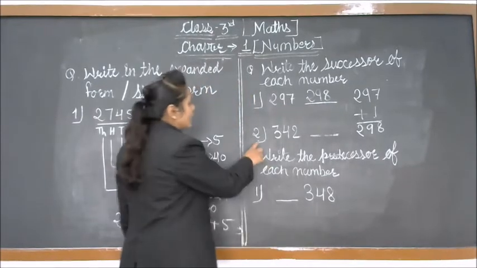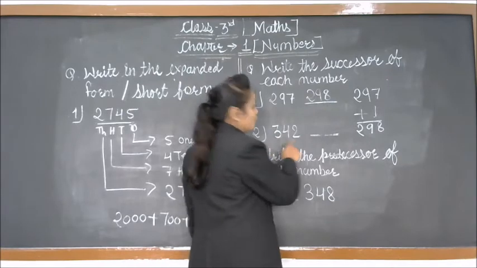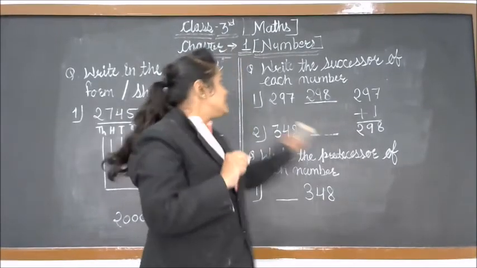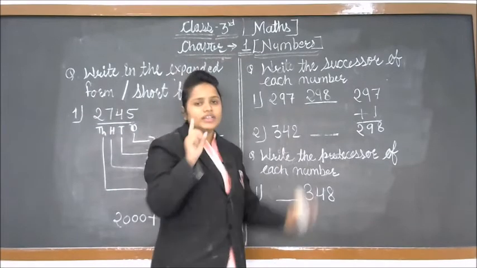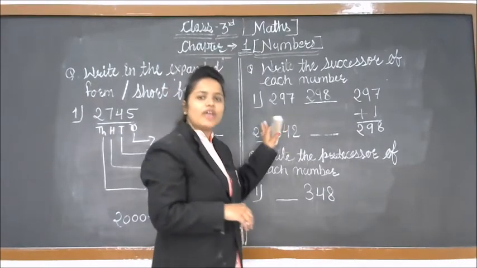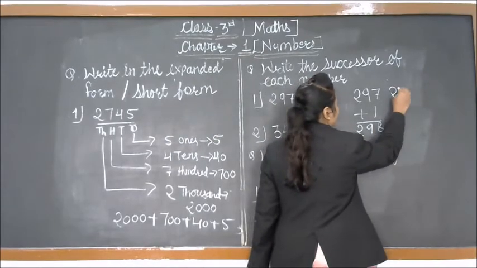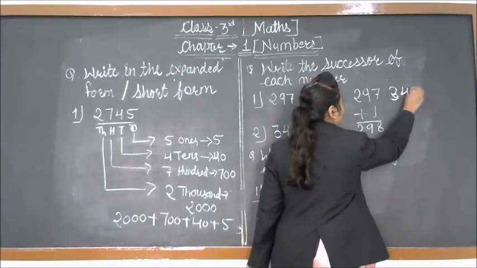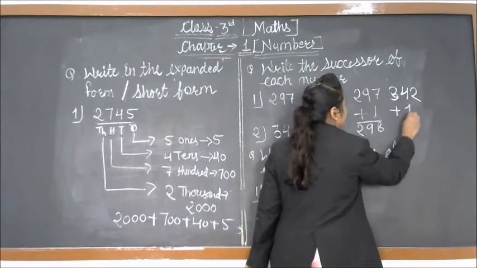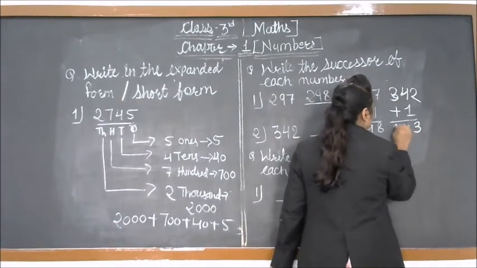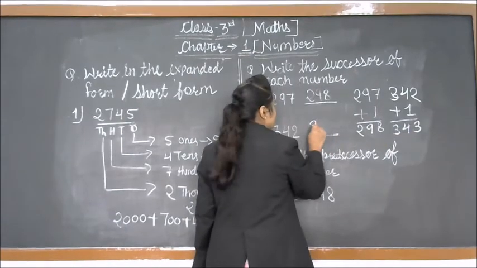Yes. Our another question is 342. In successor we have to add one to this number. So 342, we can add one. So what do we get? 343. So our answer is 343.